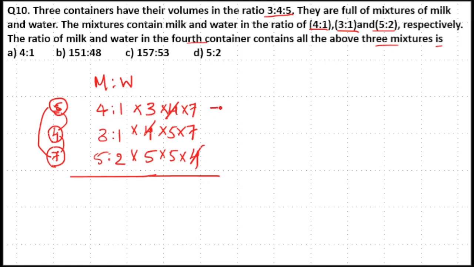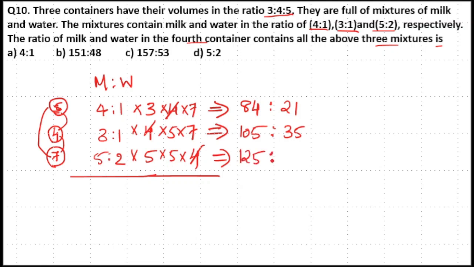So, 21 into 4. First ratio will become 21 into 4 is equal to 84. 21 into 1 is equal to 21. Second ratio will become 7 into 5, 35. 35 into 3 is equal to 105. 35 into 1 is equal to 35. Third ratio will become 5 into 5, 25. 25 into 5 is equal to 125. 25 into 2 is equal to 50. So, now total parts in all these 3 ratios are same.